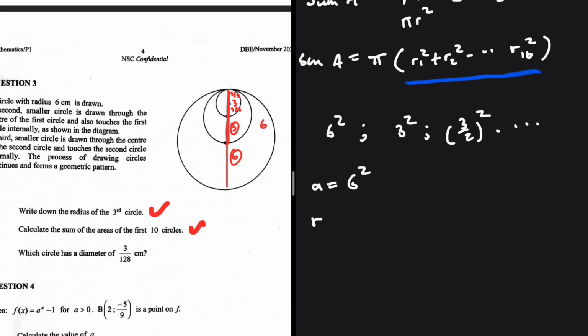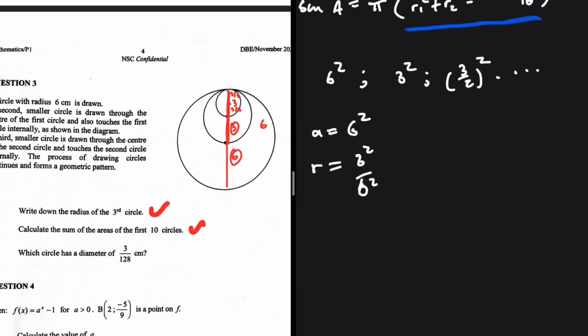And then R, we need to distinguish this R. This R is not the radius, but rather the ratio, because we know that Tn is equal to AR to the power n minus 1. This R is not the radius, it's the ratio, so don't confuse it with the radius. The ratio is equal to T2 divided by T1. So we're going to have 3 to the power 2 over 6 squared, so this is 9 over 36.